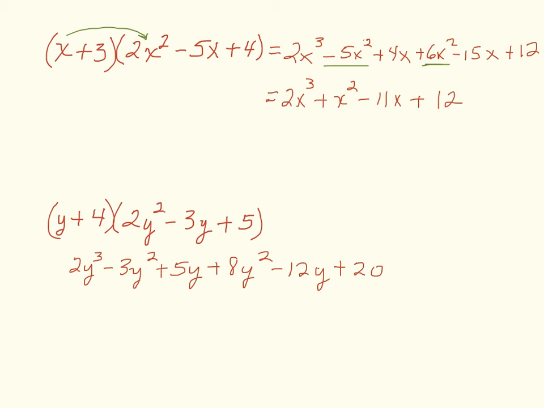We should have 6 terms because we multiplied y times 3 terms and then 4 times 3 terms. That gives us 6 terms, and then we combine what we can. 2y cubed doesn't combine with anything else. Negative 3y squared and 8y squared gives us plus 5y squared. Then 5y minus 12y gives us negative 7y. And one constant is 20. And that's our simplified form. We have just multiplied the polynomials.